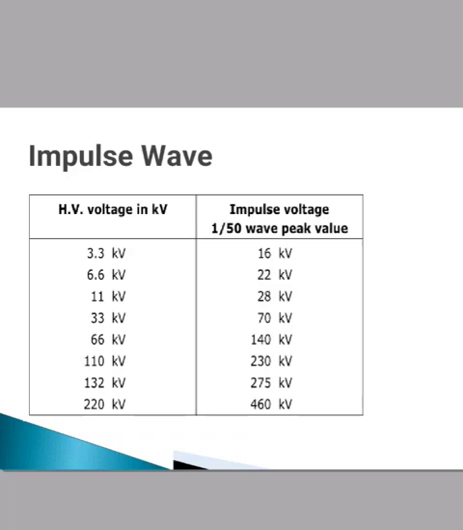Suppose the high voltage is 3.3 kV. At that, we have to apply an impulse voltage of 16 kV and check for the withstand of the transformer. If we consider 33 kV, then the impulse voltage is 70 kV. Similarly for 220 kV, the impulse voltage to be applied is 460 kV.